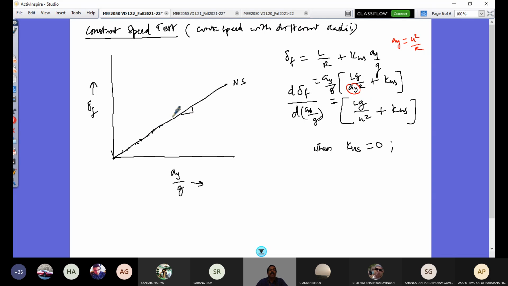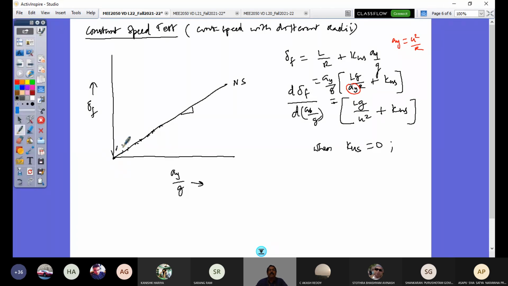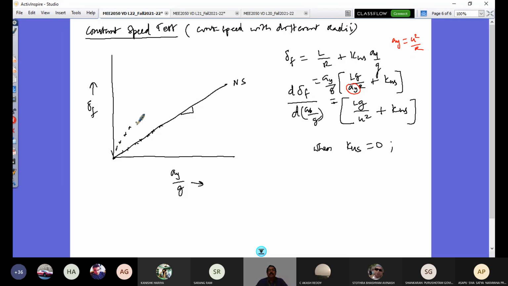So the variation, if I plot, would be something like this. I would have my points as this goes, something like this, and then it would be changing like this. If you see here, it's interesting, there is a line parallel to this line, and that is the point, let's call it point A. This point corresponds to a neutral steer behavior of the vehicle.